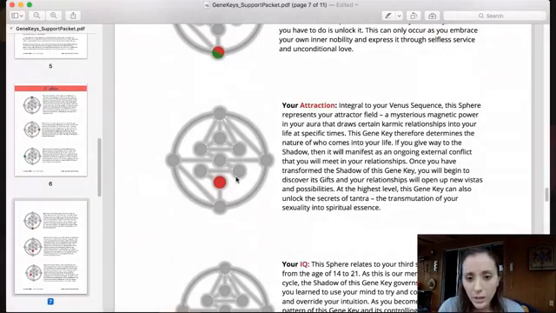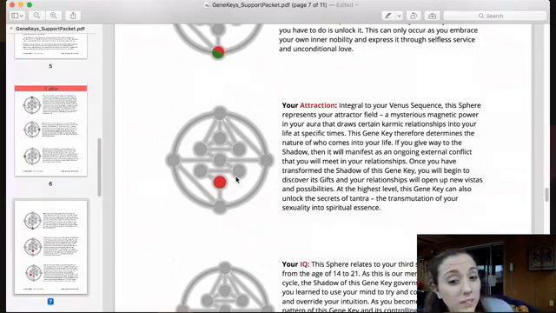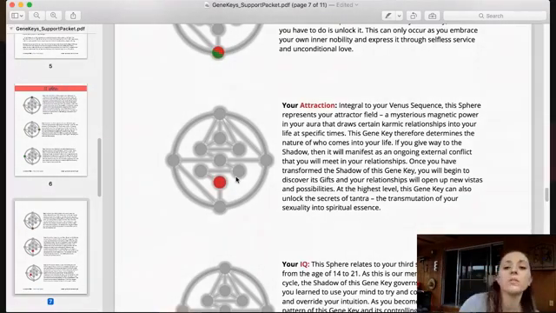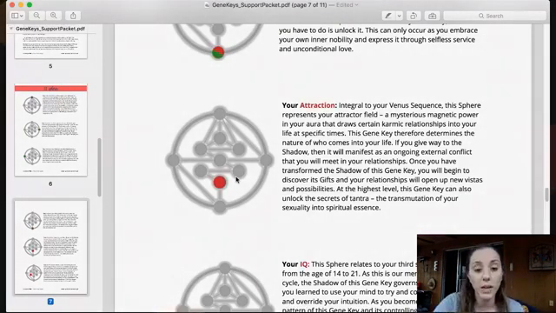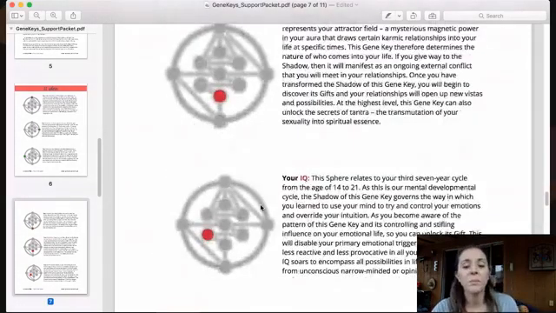And then the gift of your relationship is what is going to open new possibilities and vistas for you. At the highest level, it can also unlock the secrets of Tantra, the transmutation of your sexuality into spiritual essence. That sounds pretty cool. Okay.